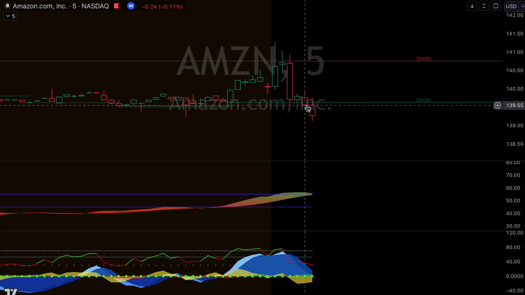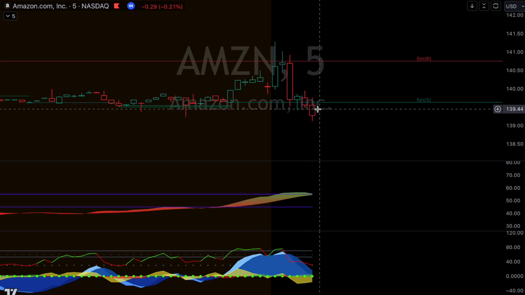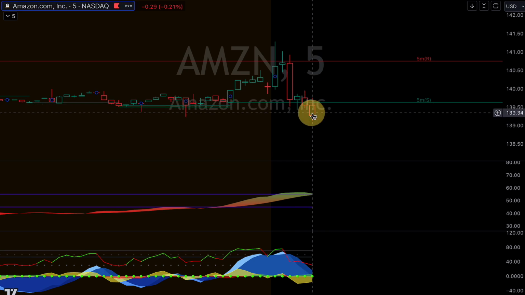So our previous candle closed below support, which is a good sign. This candle here tried to get back above support. It got rejected here and continued down. This is actually where I got out of my trade.